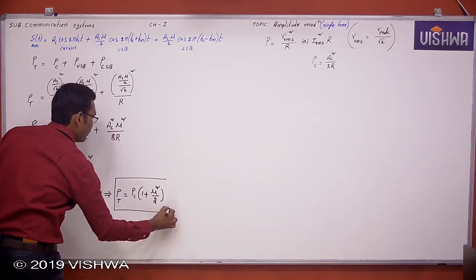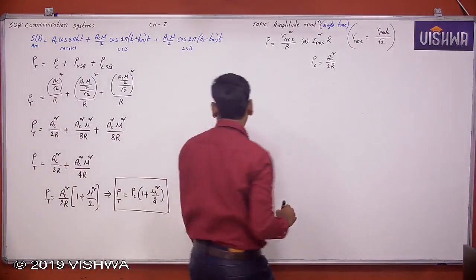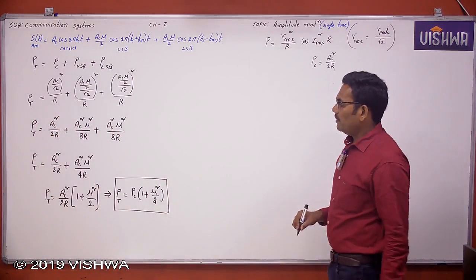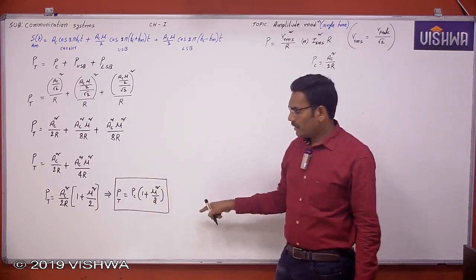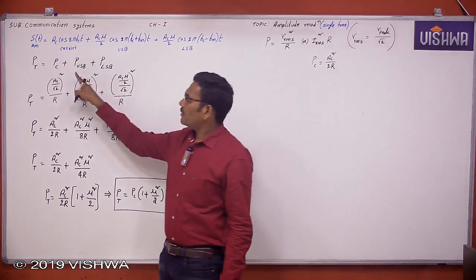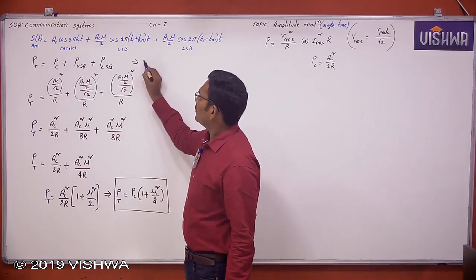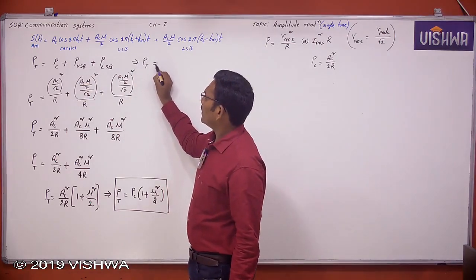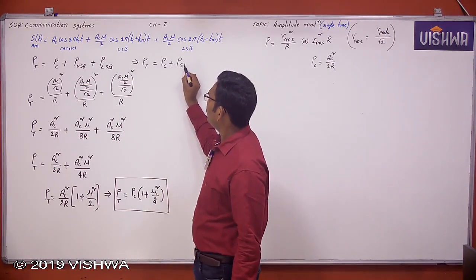Pc into 1 plus mu square by 2. This is the total power required to transmit an AM signal, which is a function of modulation index mu. The total power is carrier power plus upper sideband power plus lower sideband power, which means that the total power required to transmit an AM signal is carrier power plus sideband power.